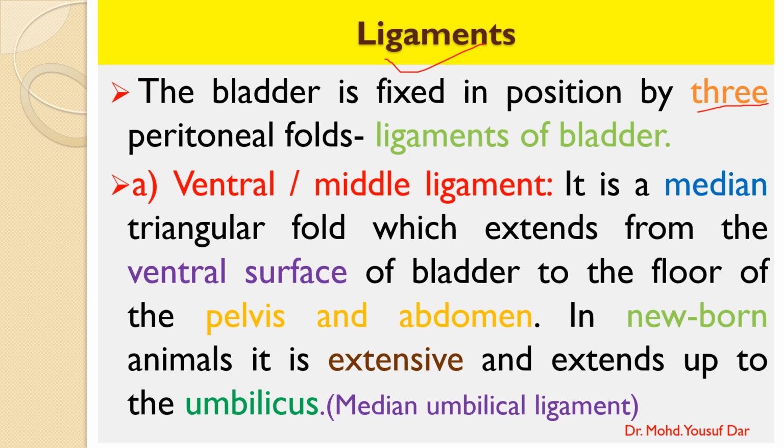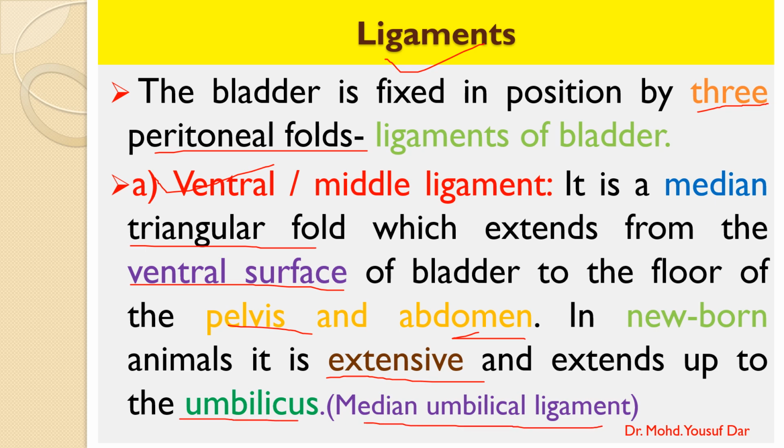So these ligaments are known as ligaments of the urinary bladder, which are 3 in number. These are 2 types, but the number is 3. So first one is the ventral or the median or the middle ligament. It is a triangular fold that extends from the ventral surface of the urinary bladder to the floor of the pelvis and abdomen. In case of the neonates or newly born animals, it's extensive and it extends up to the umbilicus. And here it is called as median umbilical ligament.